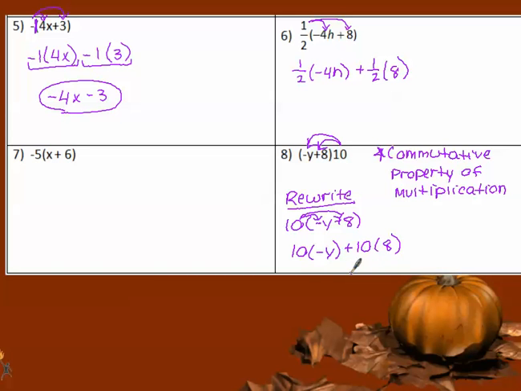Alright, so just make sure you're careful when it's backwards. You can distribute backwards, just make sure you multiply by the first and then by the second. Don't go backwards and do the second then the first. Or you can rewrite it using the commutative property of multiplication. Your choice. So go ahead and finish the rest of page 5, and then you can begin working on page 6.